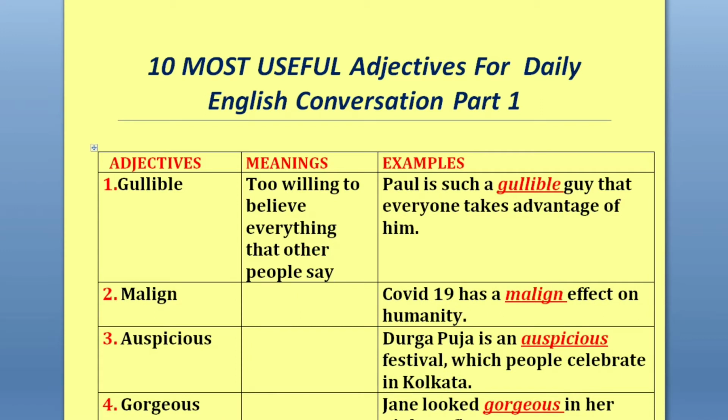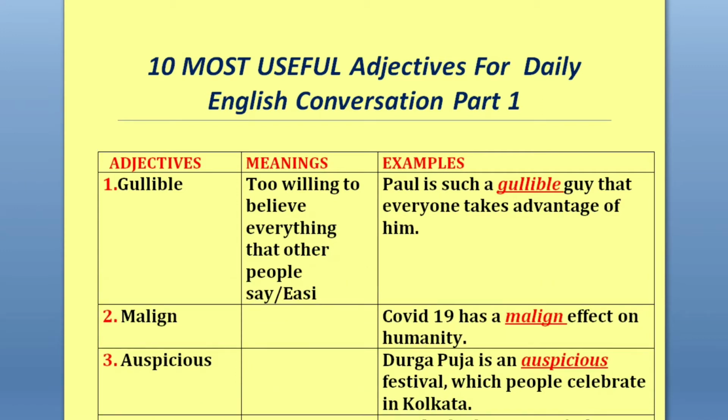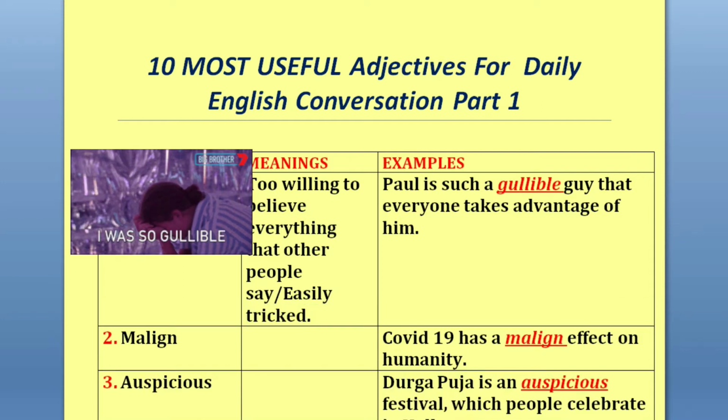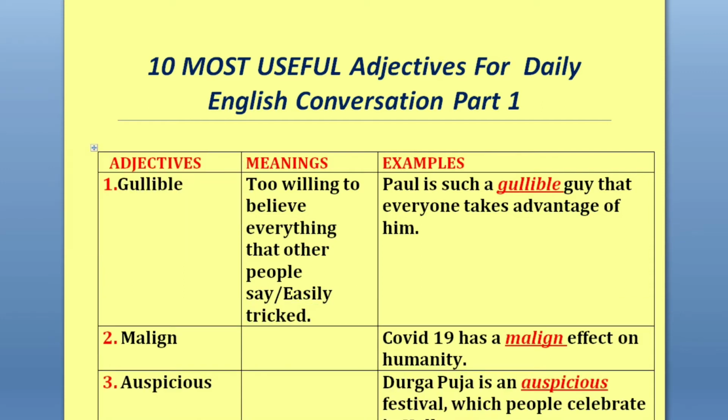As you see, too willing to believe everything that other people say is gullible. That means someone who can be easily deceived or tricked is gullible. As you see, the meaning I have already typed. Too willing to believe everything that other people say, that is called gullible. You say that he's a gullible guy, right?